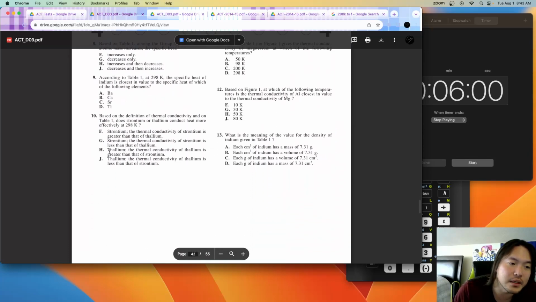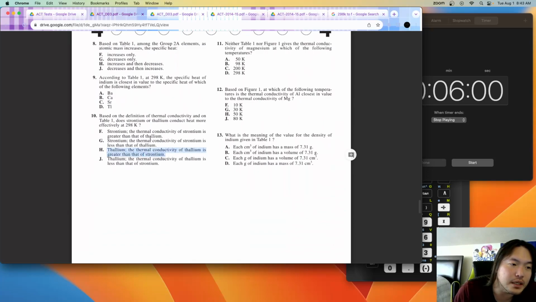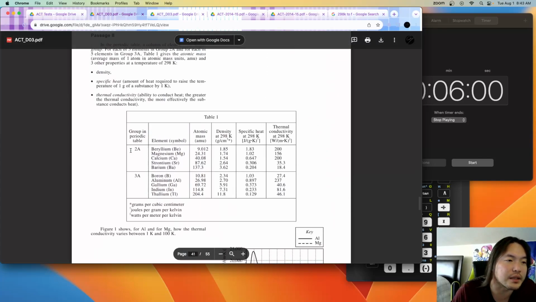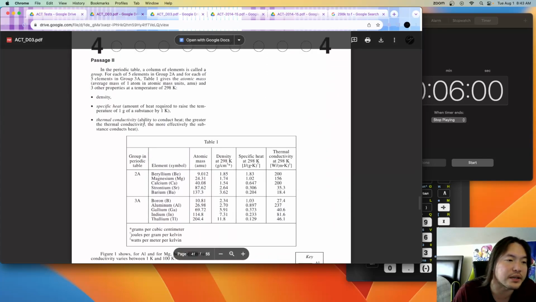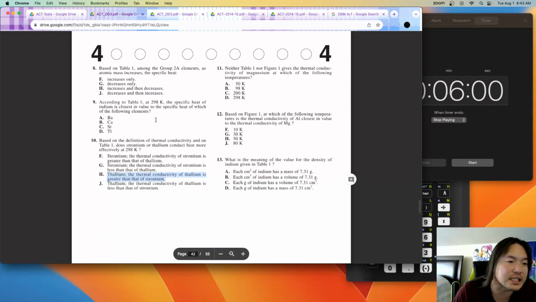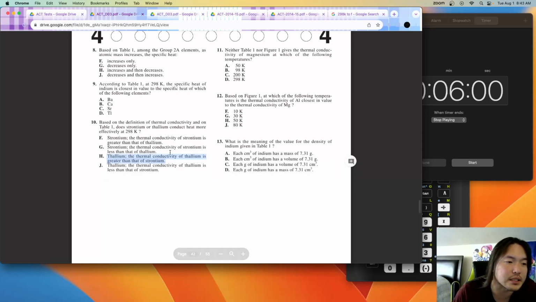So definitely the thallium. Hopefully you were able to eliminate F and G and J. You can eliminate G and J because the thermal conductivity is not less. Wait a minute, so you should eliminate F and J. The way they order the words is a little bit confusing. But hopefully you can tell thallium has the higher thermal conductivity, and they even tell you thermal conductivity is the ability to conduct heat. The greater the number, the more effectively the substance conducts heat. The question is specifically asking which one conducts more heat. Definitely it's thallium. Does that make sense?